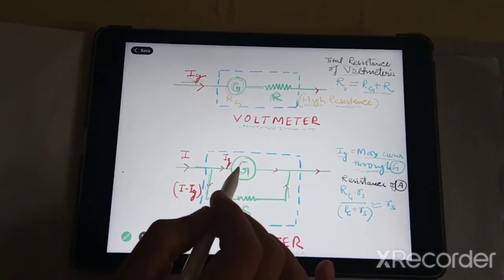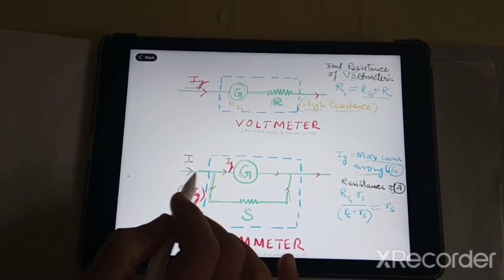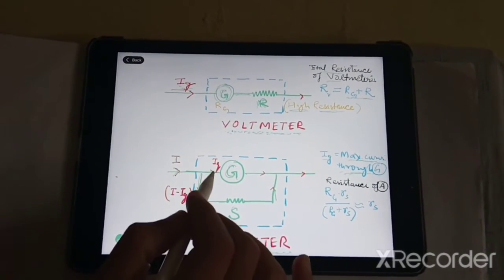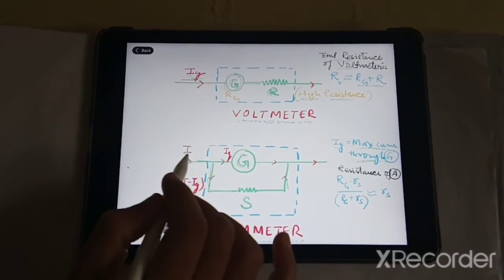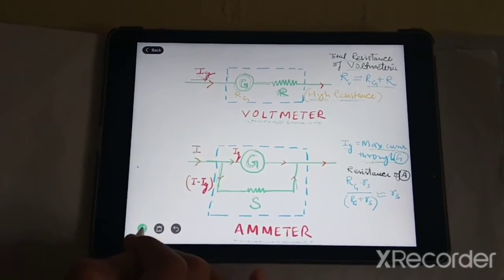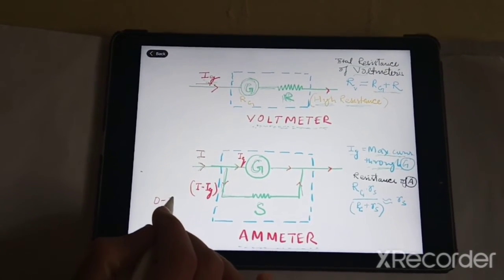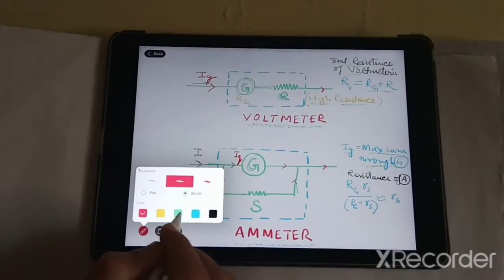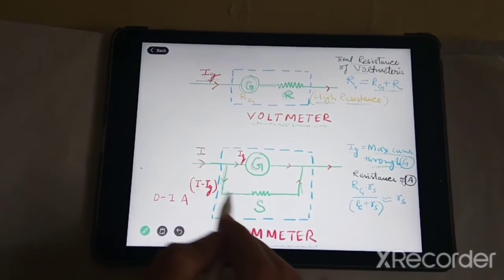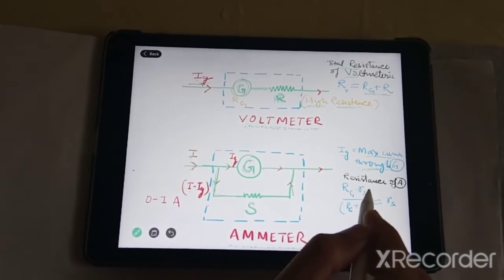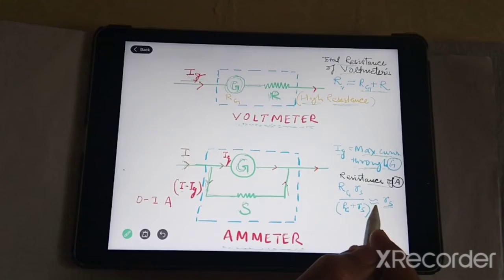with the galvanometer coil. Now when current I passes through the combination, only Ig amount of the current goes through the galvanometer to give full scale deflection for a measurement of I current. So it works as an ammeter of range 0 to I ampere, and the remaining extra current I minus Ig passes through the shunt, and the resistance of the ammeter, calculated by the parallel formula, is approximately Rs.